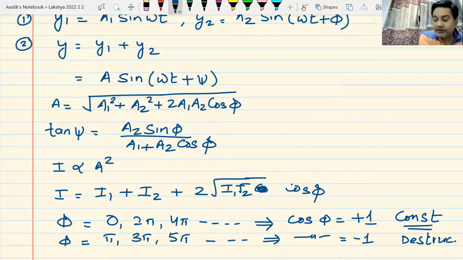We had also seen the relation between path difference, phase difference and time difference. Do we remember that?